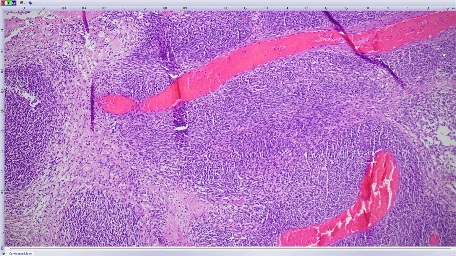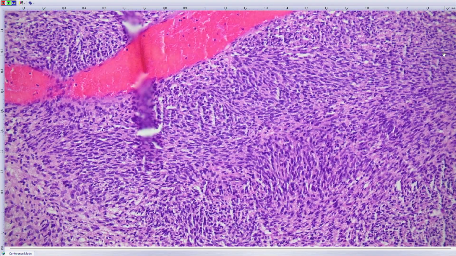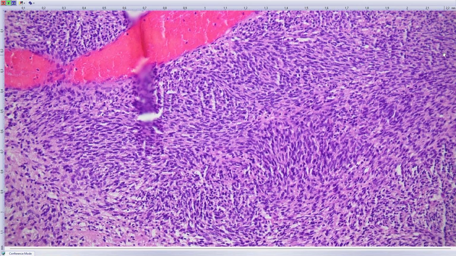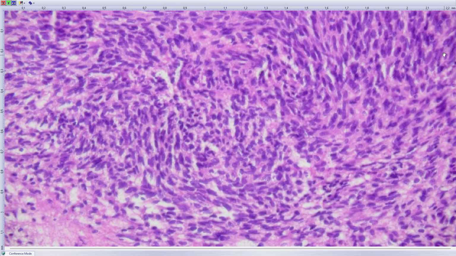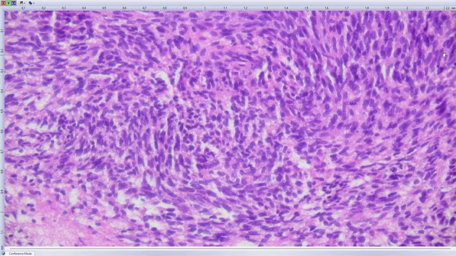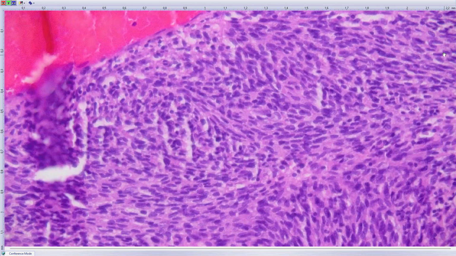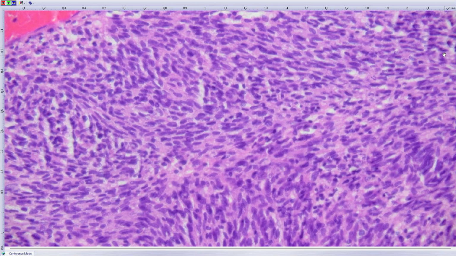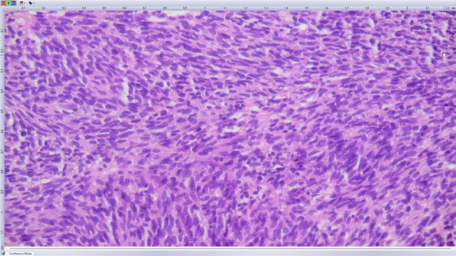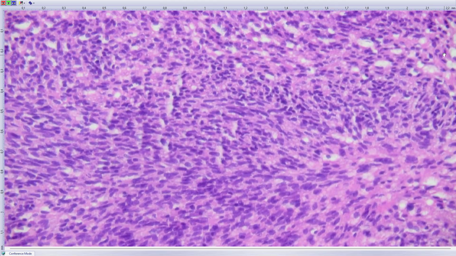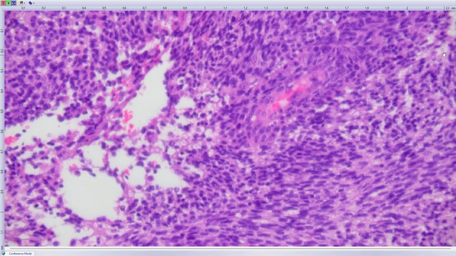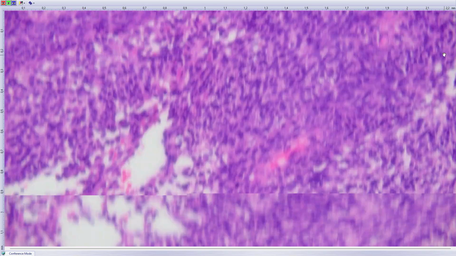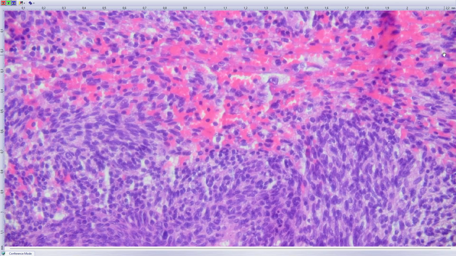Probably the preferred diagnosis was glioblastoma or something like that, but you can see this quite monotonous spindle cell malignant proliferation with some mitotic activity. And at first I thought that it doesn't look like any primary brain tumor.